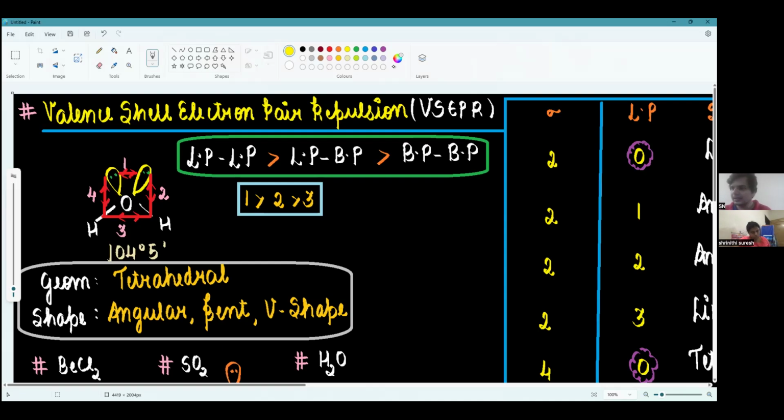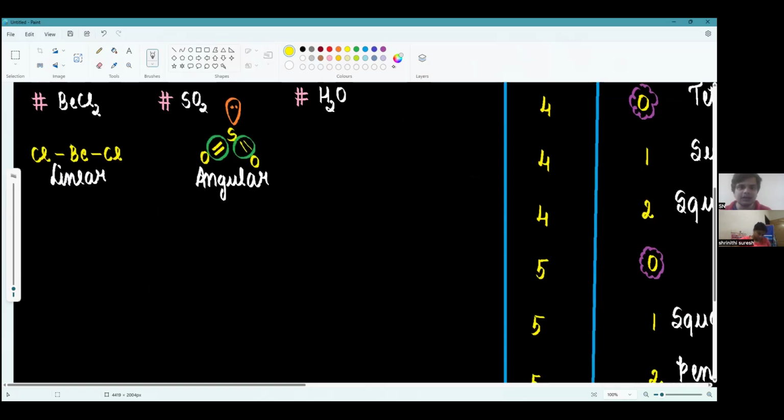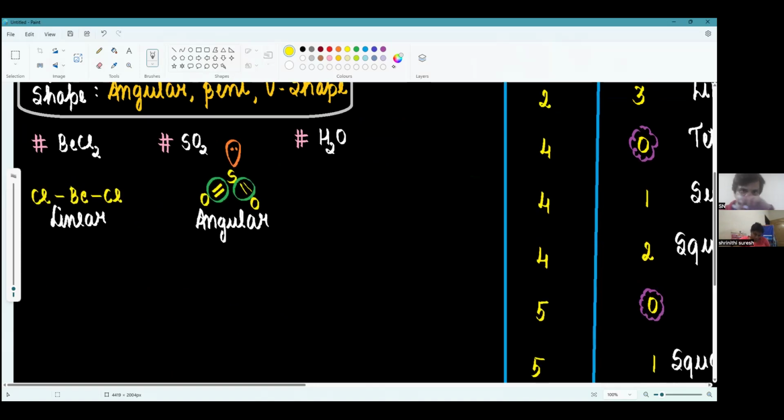So that was the 2 2 example, and now comes the very important 2 3 example. 2 3 means 2 sigma and 3 lone pairs of electrons. Now this is very interesting. Check. XeF2. This is important.